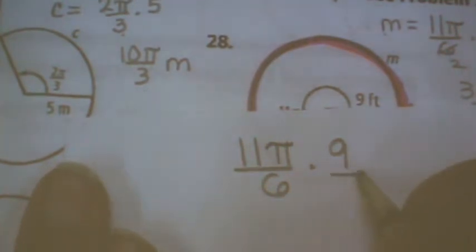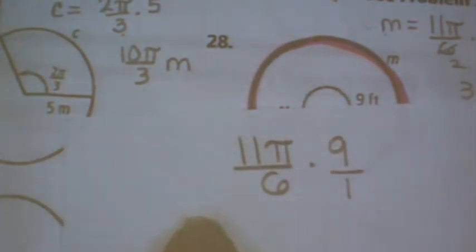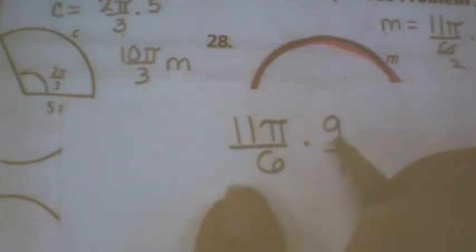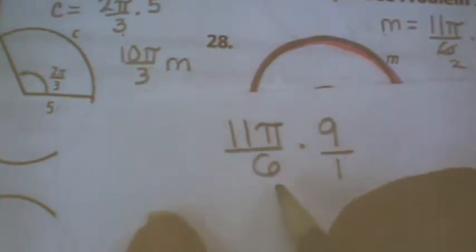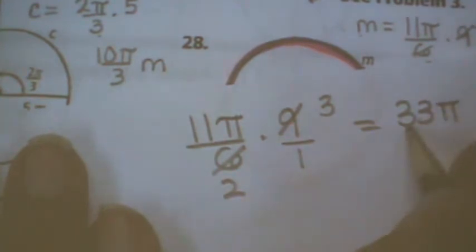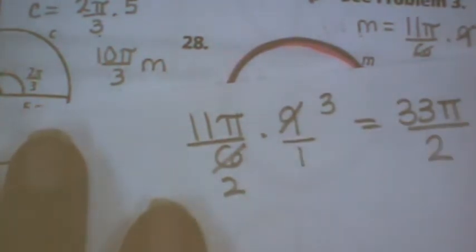Now, when you multiply fractions, you know you have to reduce at some point. I look at this top and this bottom. I say 3 goes into both of these. 3 goes into 6 2 times, and 3 goes into 9 3 times. And now what's the rule for multiplying fractions? You multiply across, so you get 33 pi over 2 times 1 is 2.